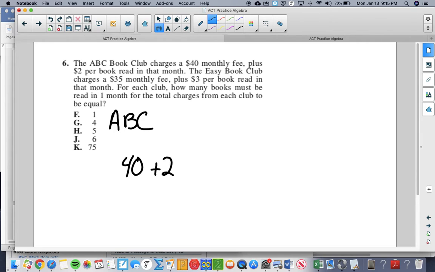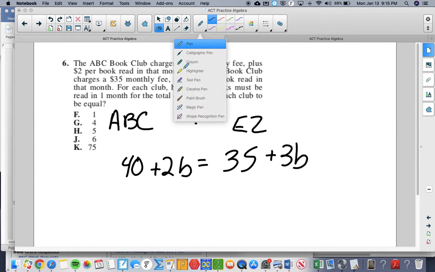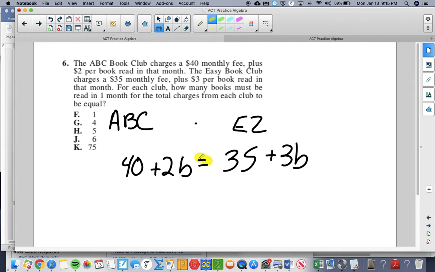plus $2 per book. So let's just zoom in on 1 month. It's a flat $40 fee for that month plus $2 per book. The Easy Book Club is $35 per month, flat fee there, plus $3 per book. And we're wondering when they are equal. So that's why I took these 2 expressions for the ABC and Easy clubs and set them equal. So now we go ahead and start solving.